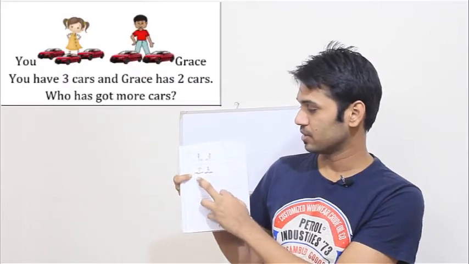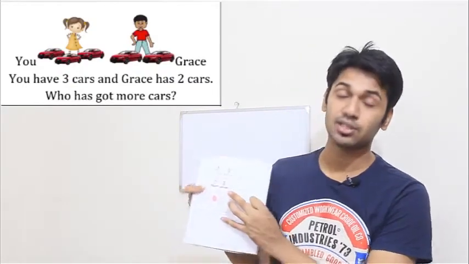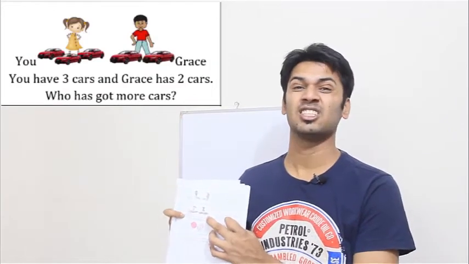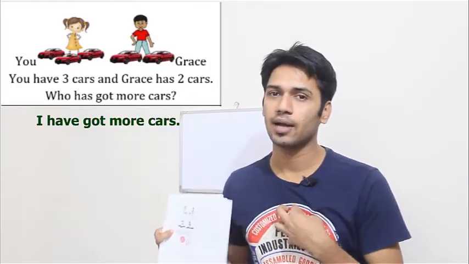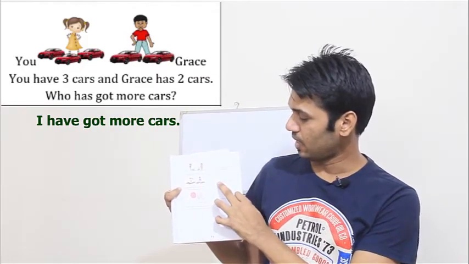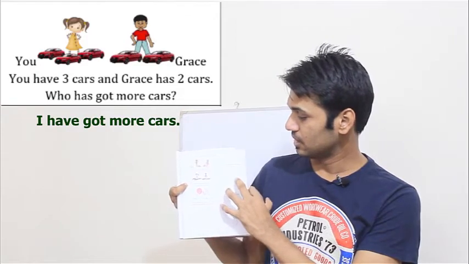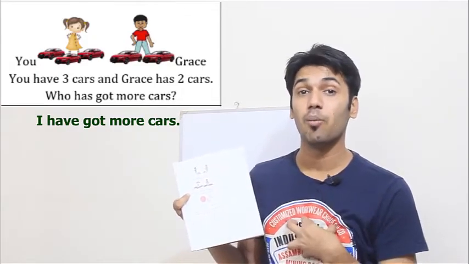The next one, you have got 3 cars and your friend, the name of this guy is Grace. Who has got more cars? I have got more cars. See, you'll write, I have got more cars, or he has got more cars. I have got more cars.